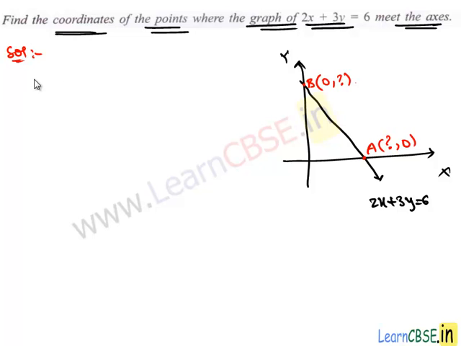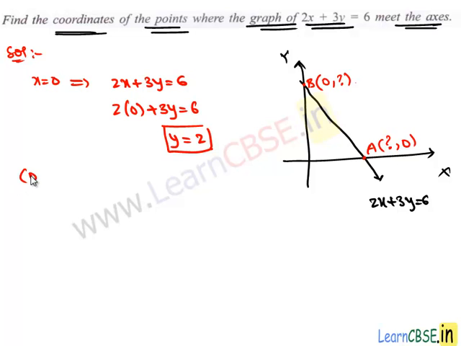Here by substituting x is equal to 0, we get point B. Here we have the equation 2x plus 3y is equal to 6. On substituting x is equal to 0, we have 2 times 0 plus 3y is equal to 6. That is y is equal to 2. Therefore, (0, 2) is the point where the graph 2x plus 3y is equal to 6 cuts the y-axis.